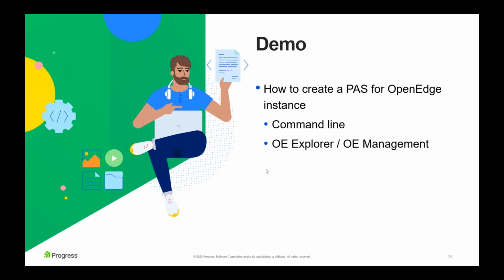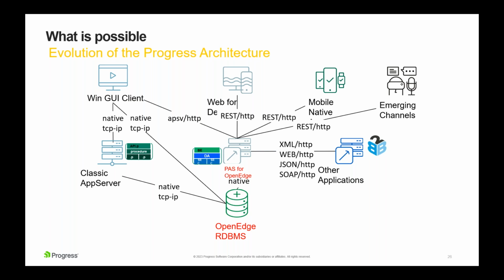Going back to the presentation, what is possible to do? If you are still in 11.7, you can have a mix of configuration using classic AppServer and PASOE. So using GUI application, web application, you can start working on PASOE and expose REST services and develop new features. You can also expose different kinds of REST services to B2B applications, so use REST or XML through HTTP.